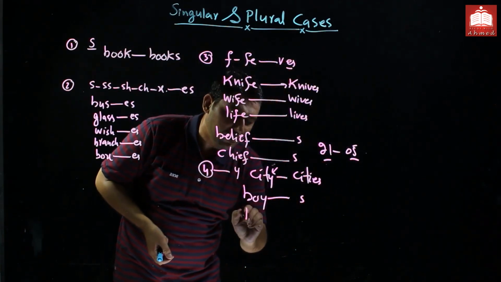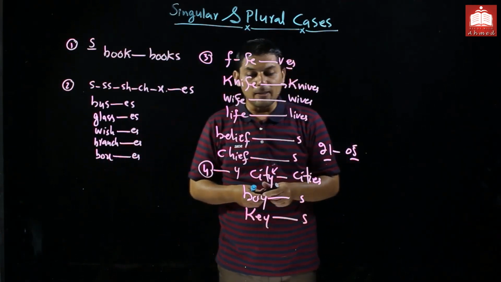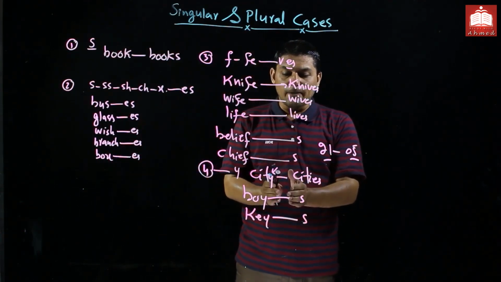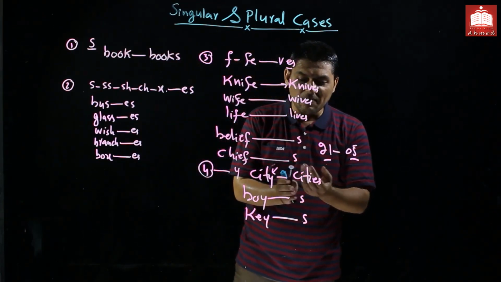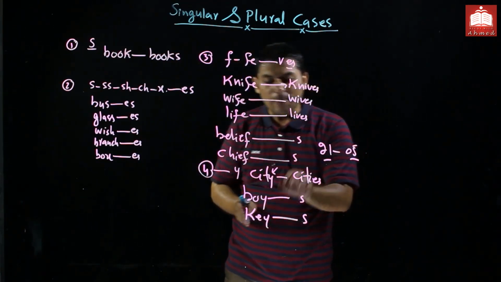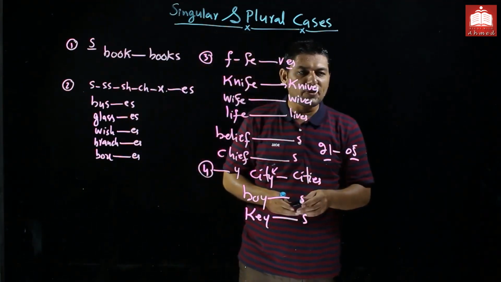Number two example is again the same formula. Before y we have a vowel letter, so we cannot remove y and then add ies. We have to apply the simple formula. So that is point number four. Hopefully you are getting this idea.